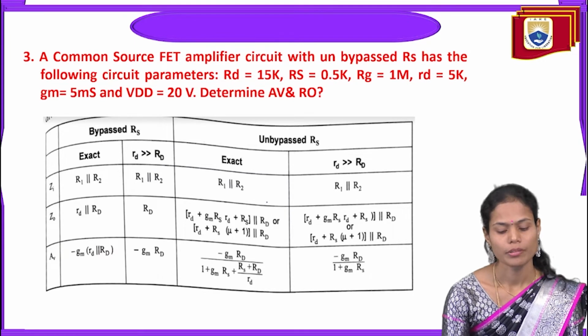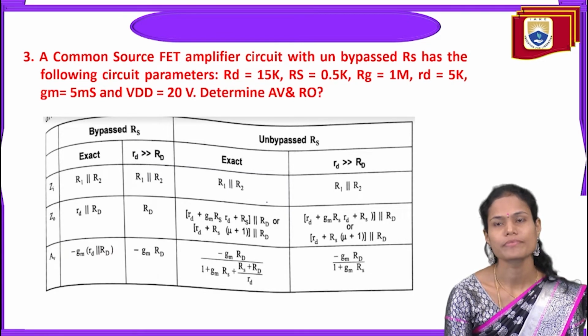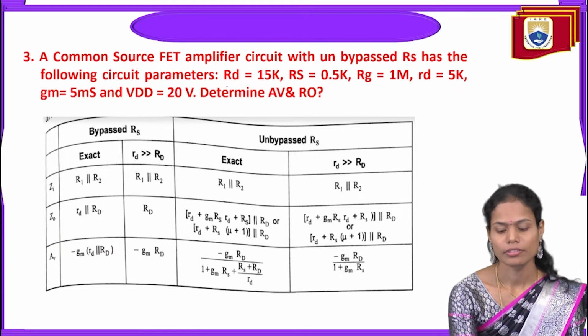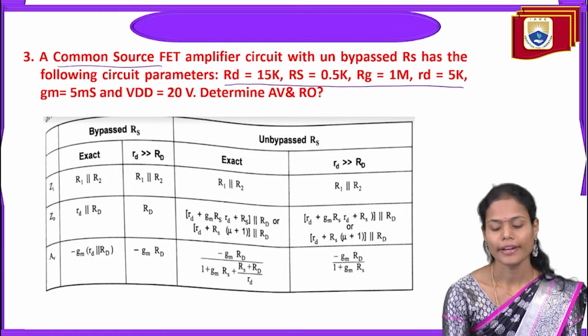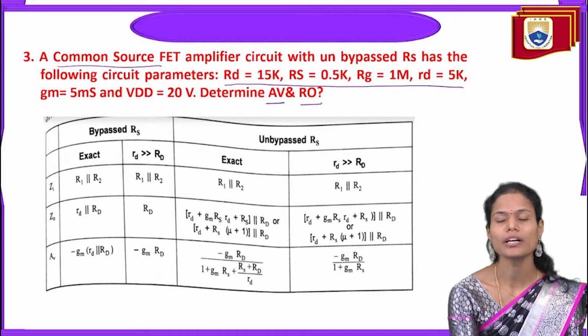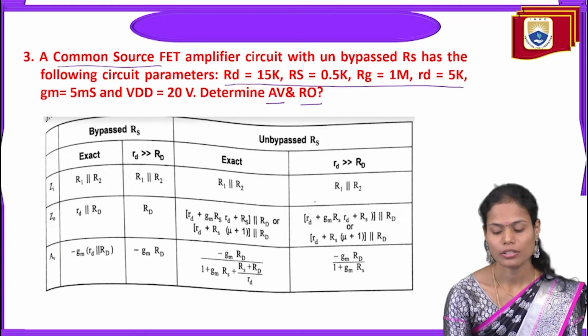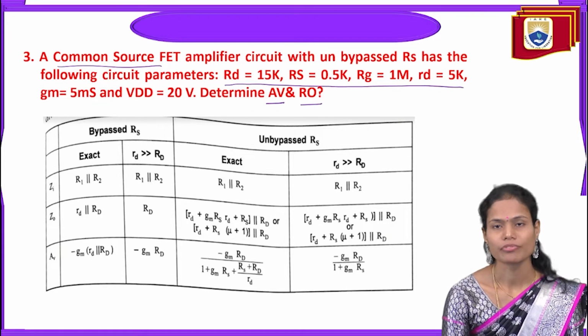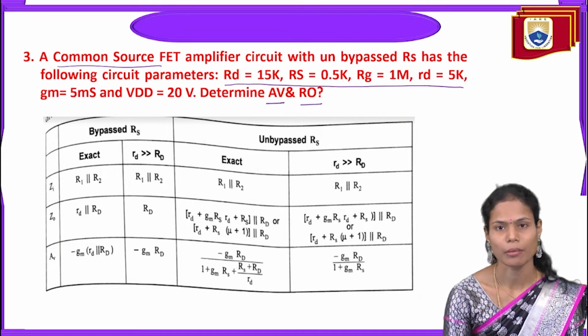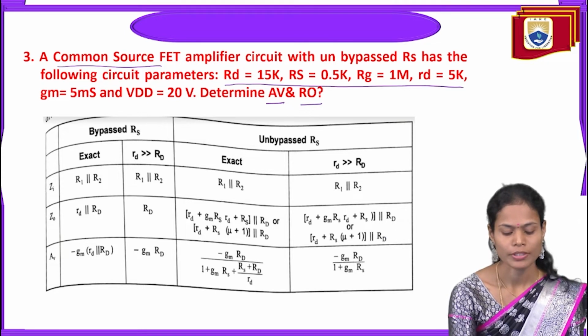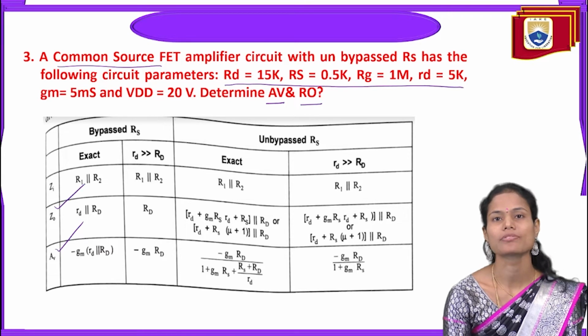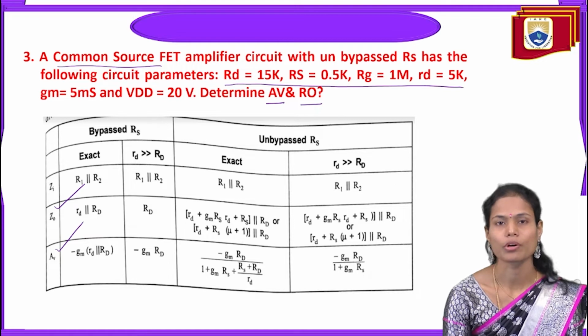And the next problem is a common source FET amplifier circuit with unbypassed source resistance RS. The different parameters of the common source amplifier are given, and from this we need to find the voltage gain and the output resistance. Here I'm providing the different formulas required for the common source amplifier. From this we can calculate the voltage gain as well as the output impedance of the given common source amplifier. This one we have already discussed in the problems on common source session.